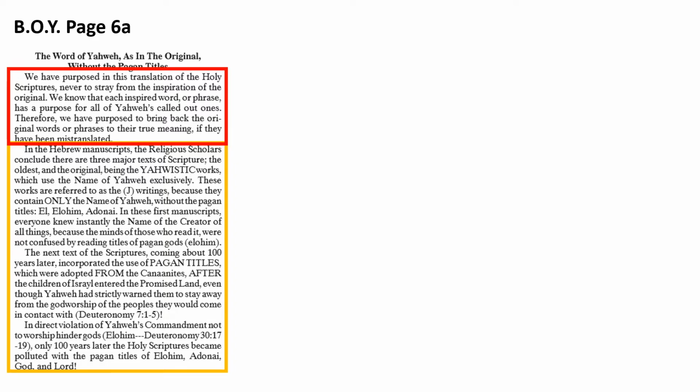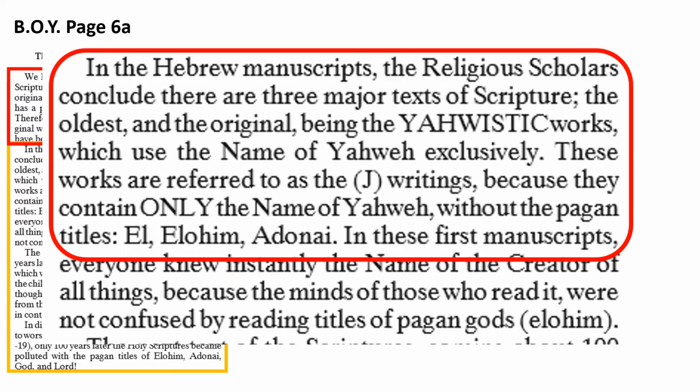Okay, now we're going to get into that in a little more detail. They go on to say that in these first manuscripts, everyone knew instantly the name of the creator of all things, because the minds of those who read it were not confused by reading titles of pagan gods, Elohim. So what they try to do is claim something that they don't fully understand, or they mistreat, misquote or misrepresent. And that's something we need to focus in on, in this area where they talk about this text that they claim to be the J text.